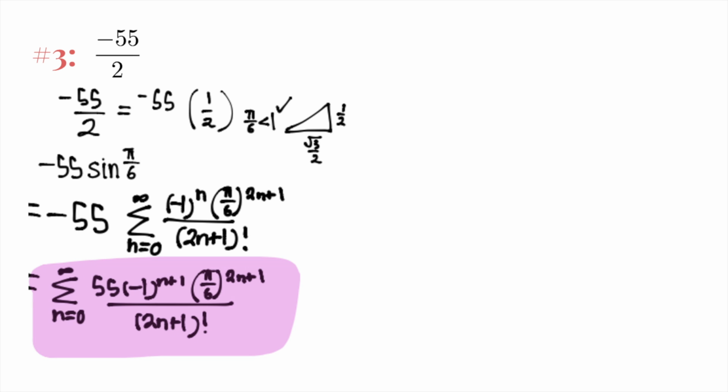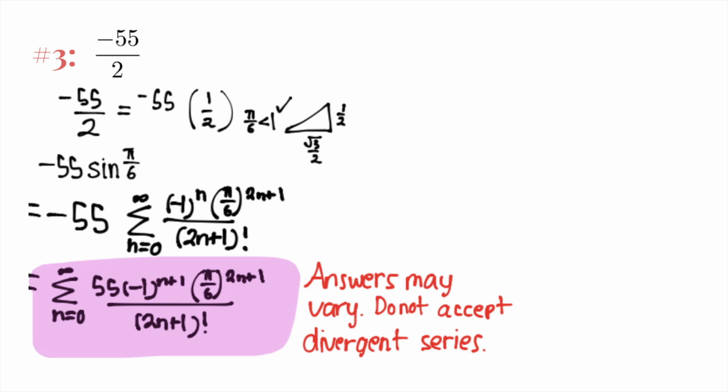Moving the 55 in is simple, you just add that into the numerator, but now we have a negative on the outside. But if we treat that as a -1, we now have -1 to the n plus 1 in the exponent slot. And that's how you convert -55/2 into a power series.